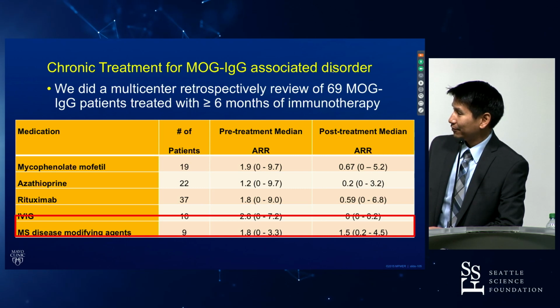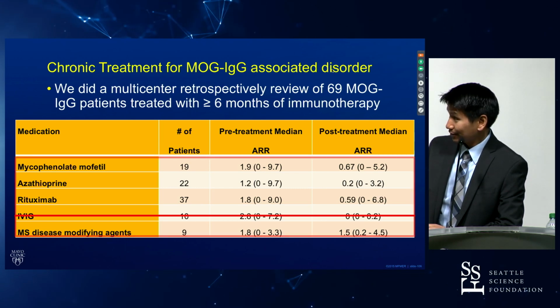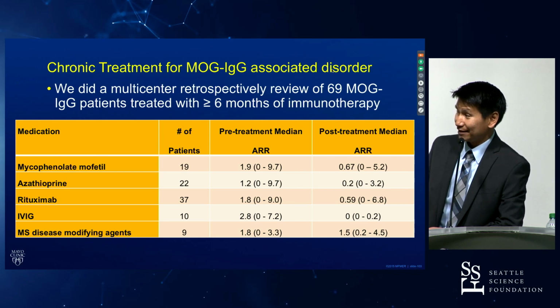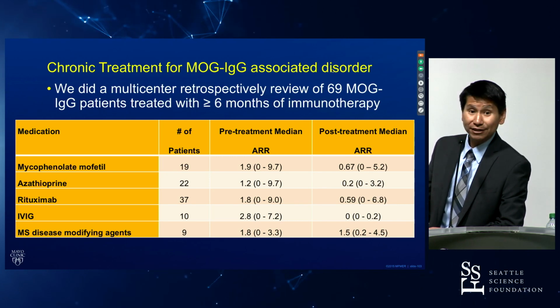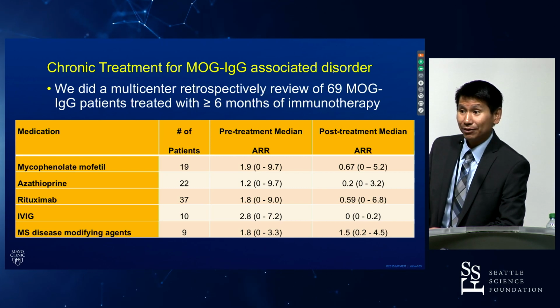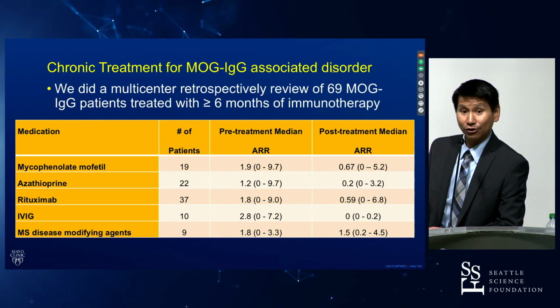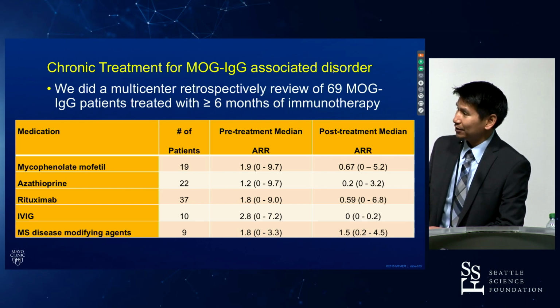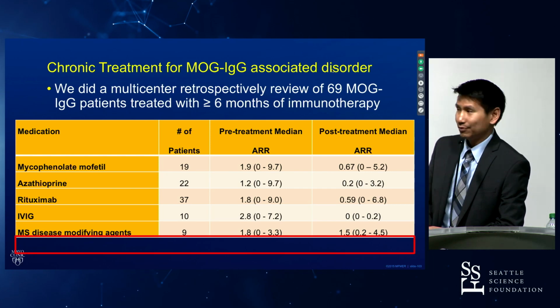And then the last one I wanted to highlight is IVIG. We only had 10 patients, but you can see here the pre-treatment annualized relapse rate was 2.8, and only 1 patient relapsed on IVIG every 3 to 4 weeks. So that may be a very efficacious medication for MOG-associated disorder. Obviously, larger studies, randomized trials may be required, but it does factor in terms of how we approach these patients.